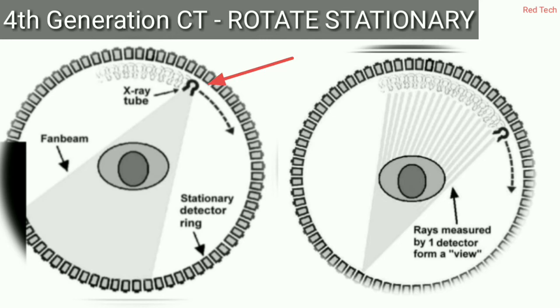Here you can see the fourth generation diagram for CT. You can see above the X-ray tube making a fan beam, and around it the ring structure where all the detectors are fixed, so the detectors are stationary. You can see the diagram in detail.